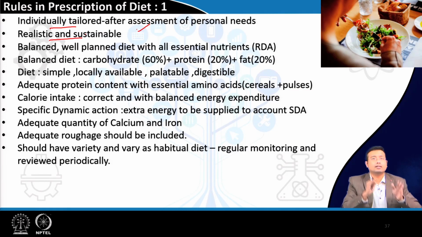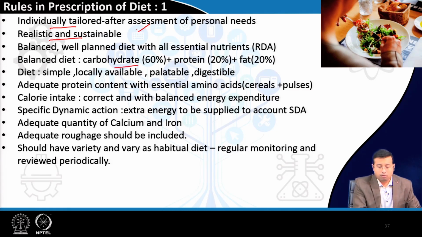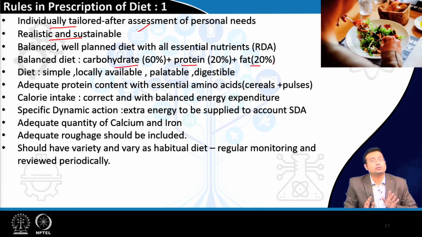It has to be well balanced. The ingredients need to be well planned. We need to focus on the amount of carbohydrate to protein to fat. It should be simple, locally available, palatable. We should also consider limiting amino acids, essential amino acids, cereal plus protein, total calorie intake, correct and balanced energy expenditure. We should take into account the SDA. We should provide adequate amounts of macro and micronutrients, for example, iron and calcium, especially for the Indian diet. These sources are limited in Indian foods, and Indian food habits hamper their absorption. So, they need to be supplemented in the diet.